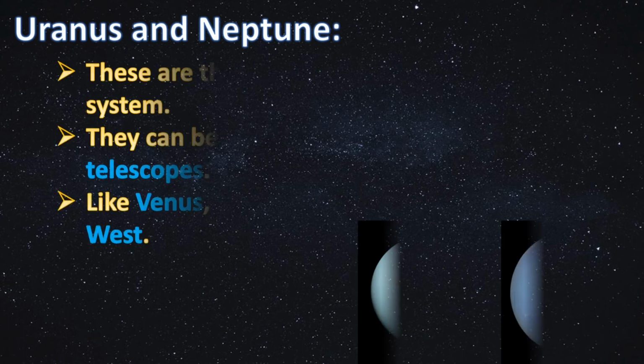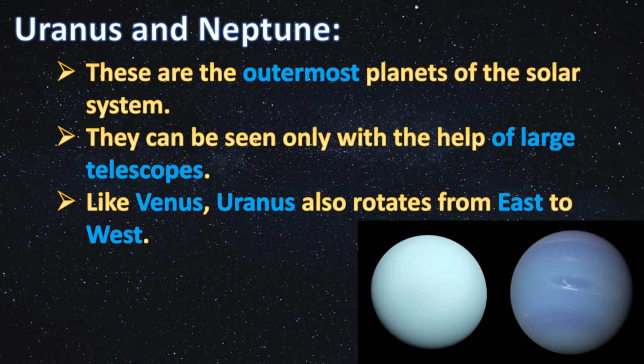Uranus and Neptune. These are the outermost planets of the solar system. They can be seen only with the help of large telescopes. Like Venus, Uranus also rotates from east to west.